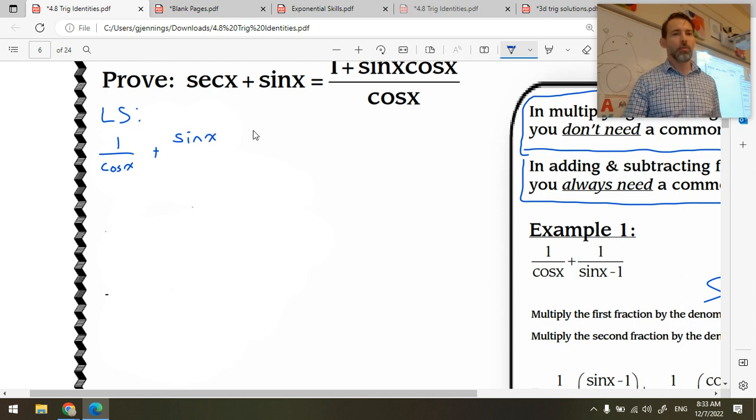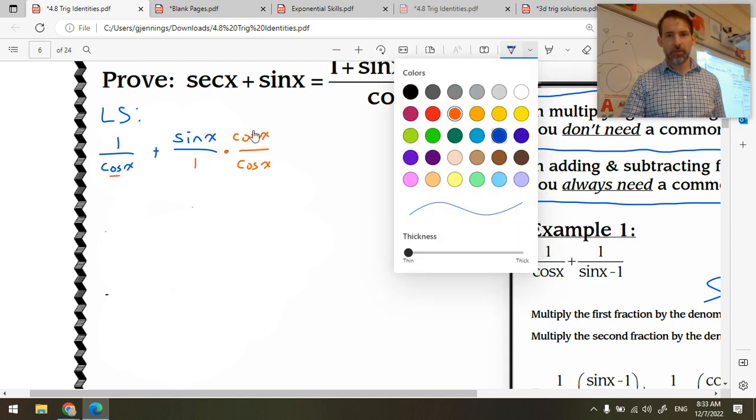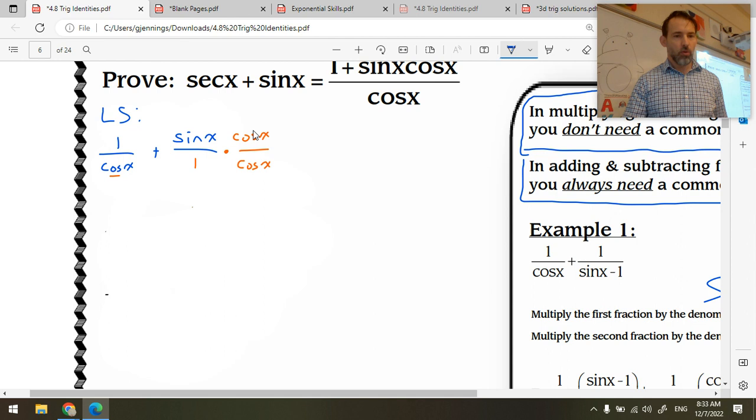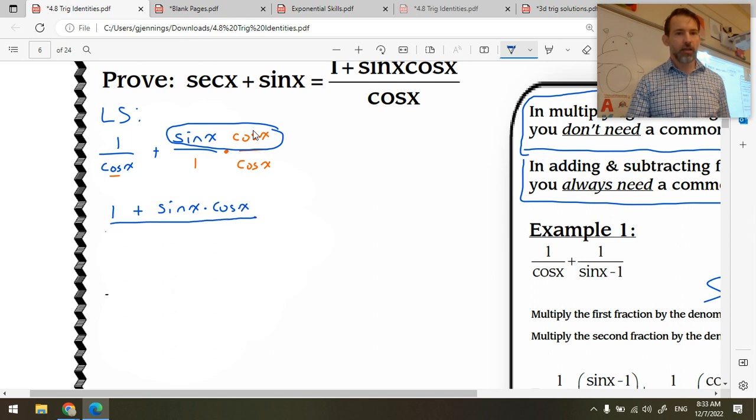But I don't have the proper common denominator. So what I'm going to do is get out my create a common denominator pen. And I'm going to multiply that top and bottom by this denominator here, cosine of x over cosine of x. And I recall that sine x is just sine x over 1. Everything is something over 1. So now I have a common denominator, cosine of x. And now I can add 1 plus the tops multiply here, sine x times cosine x, all divided by the common denominator.